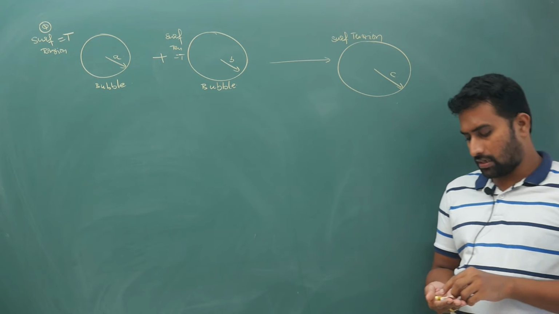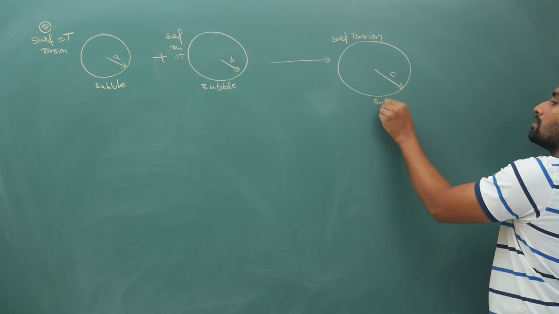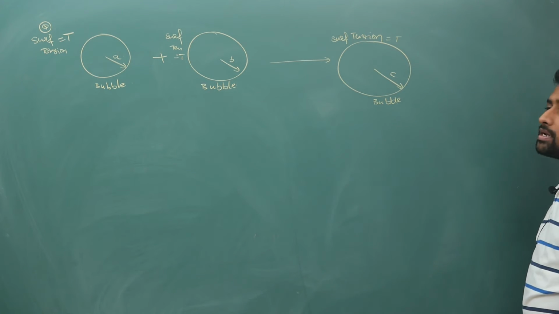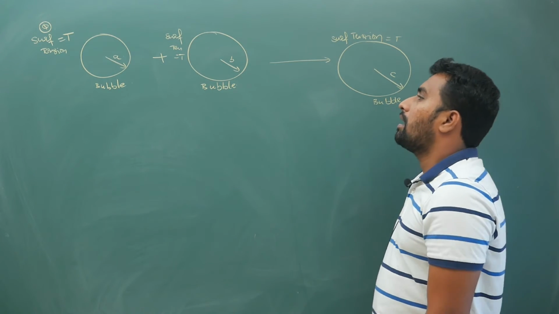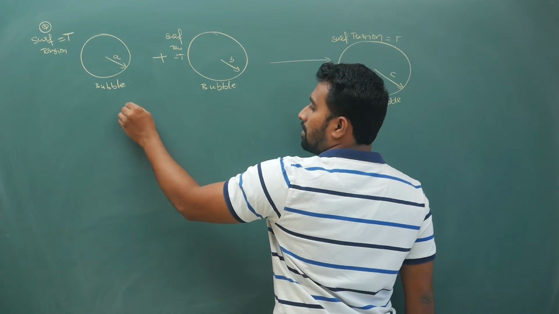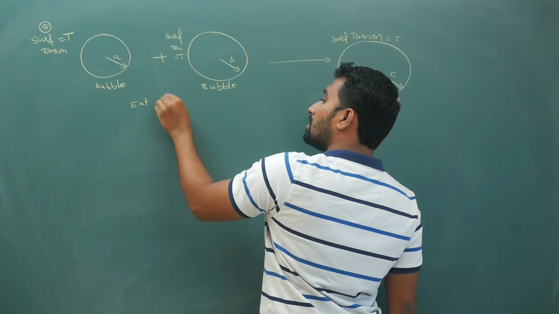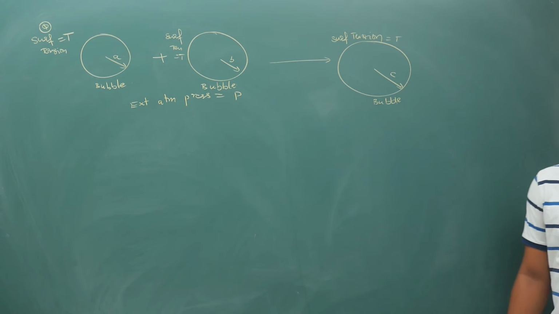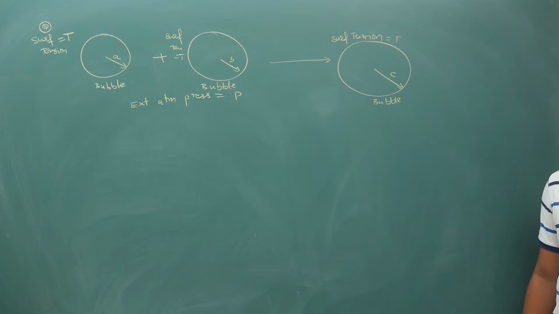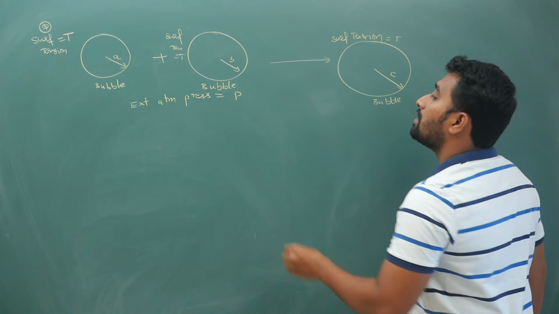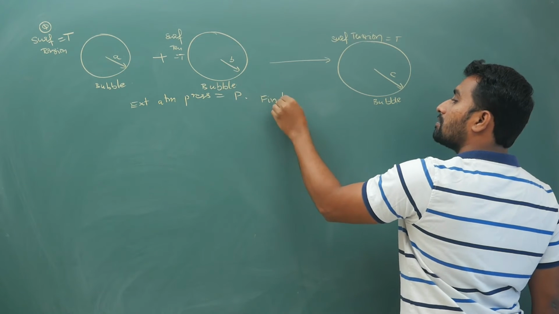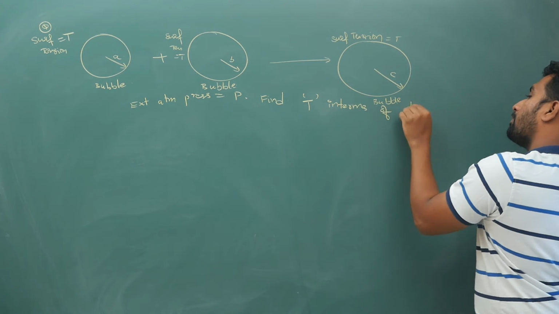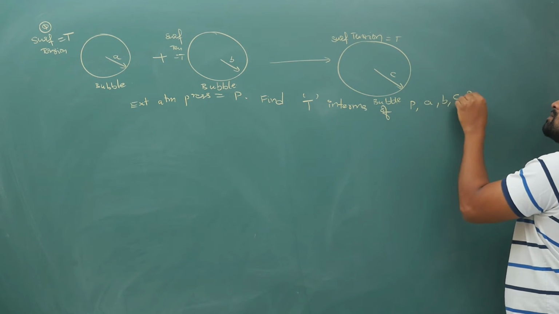So two bubbles are combining and you are getting a new bubble, and here also surface tension will obviously be T only because it is a property of liquid. Same liquid only. And outside pressure, external atmospheric pressure, is equal to P. What is your question? Find surface tension T in terms of P, A, B, C.